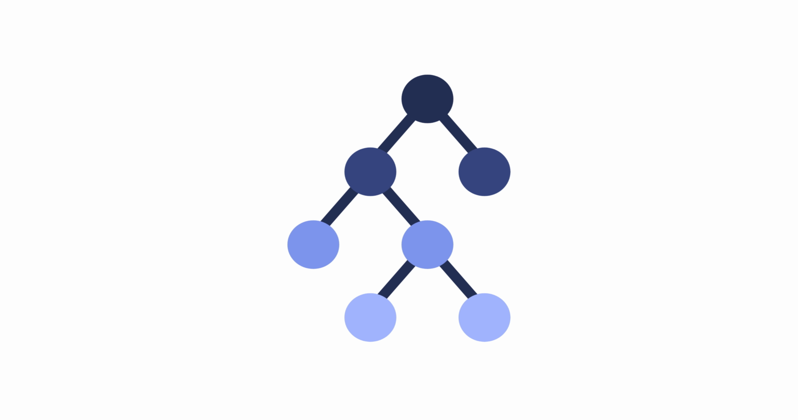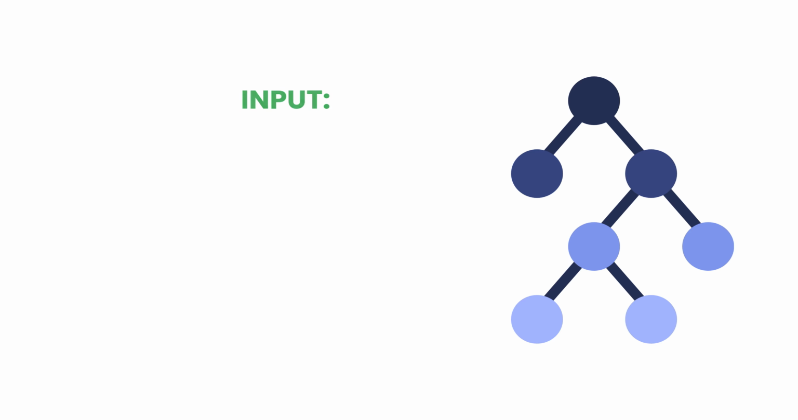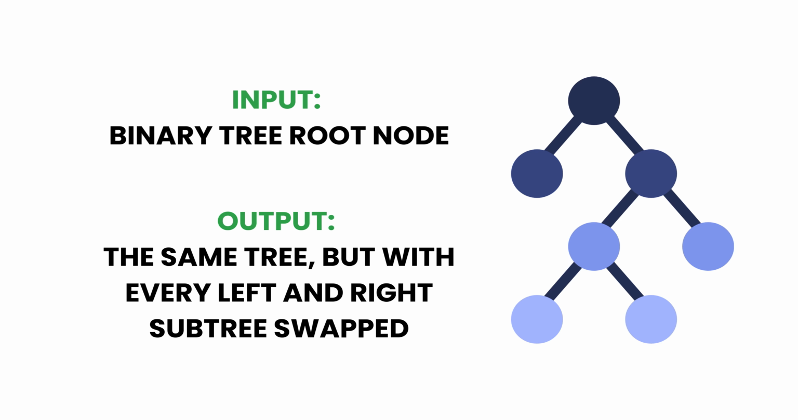Given the root of a binary tree, invert it, meaning swap the left and right child of every node in the tree. Input: binary tree root node. Output: the same tree, but with every left and right subtree swapped.